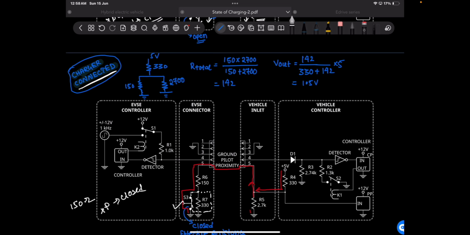Because of this, you have two branches. One has 150 ohm and the other has 2.7k ohm. If you redraw the same circuit again, you will get this circuit, and if you calculate the overall resistance for the entire system, you will have 142 ohm. This resistance is the parallel resistance combination that you need to add to the main 330 ohm. With this, if you multiply, you will get 1.5 volt.